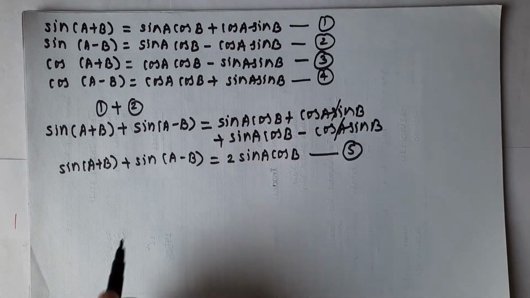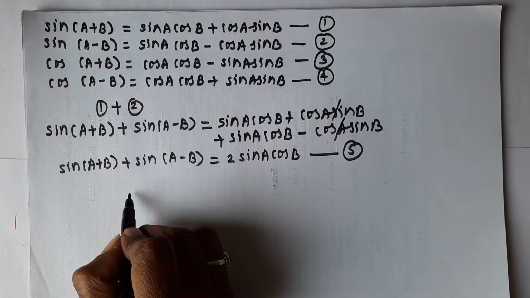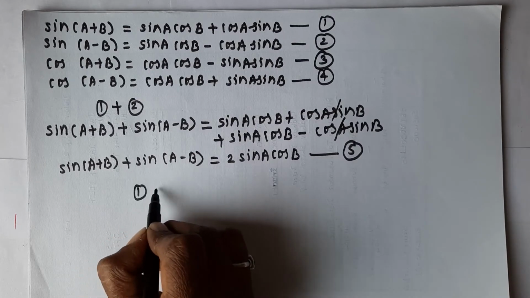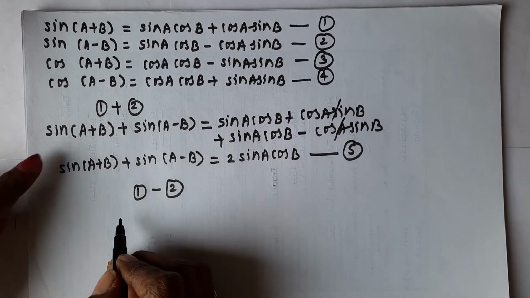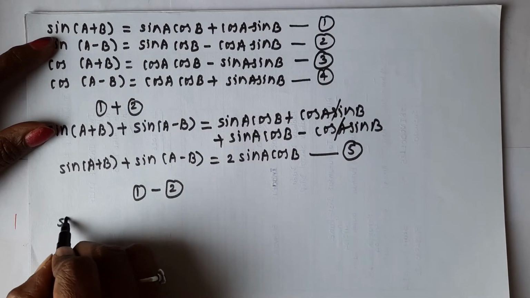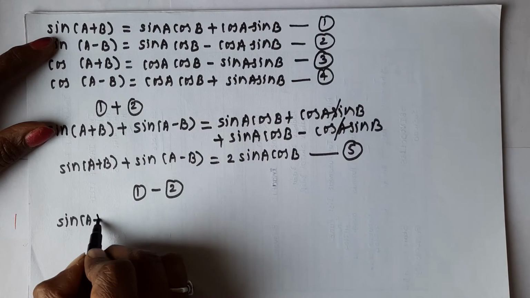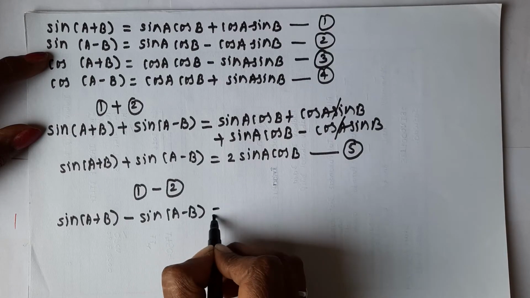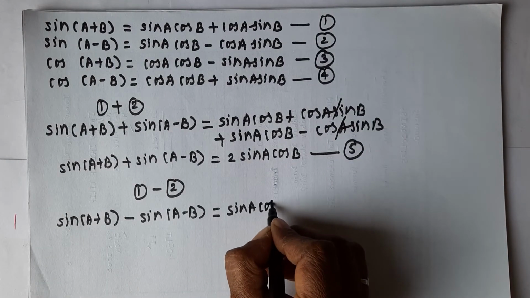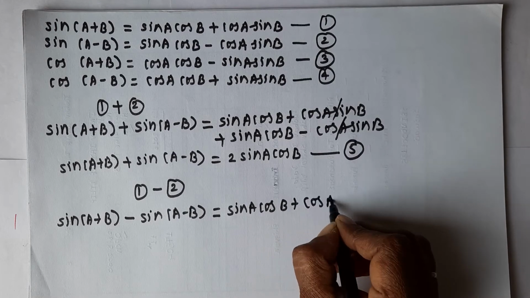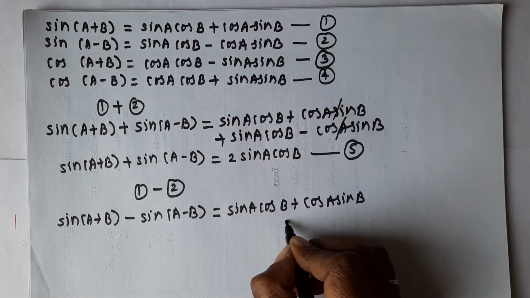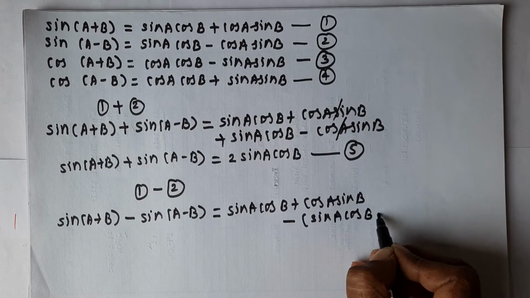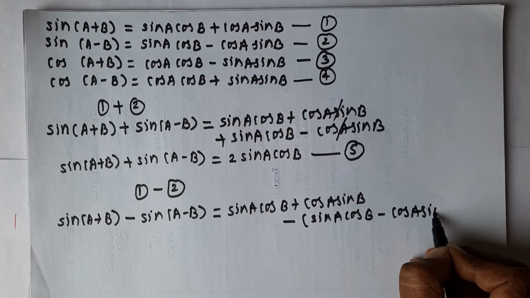Okay. Now, we will take subtraction of first and second. That is, we will subtract second from first. 1 minus 2. Now, write down again equation 1 to the left hand side, sin(a+b) minus sin(a-b). And to the right hand side, sin a cos b plus cos a sin b minus this second, sin a cos b minus cos a sin b.